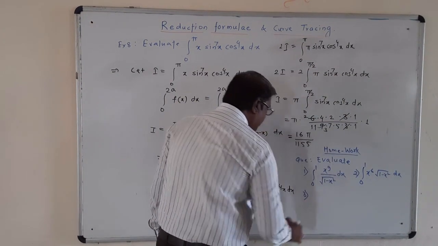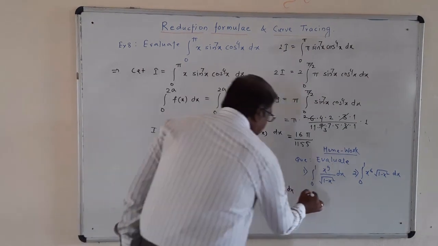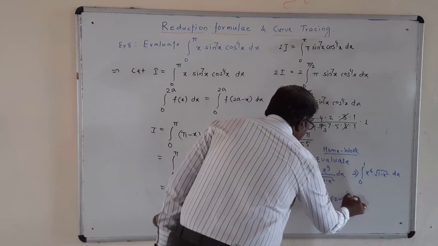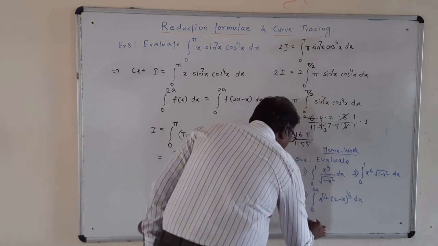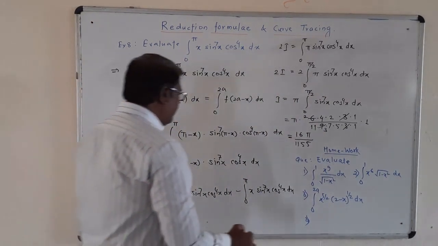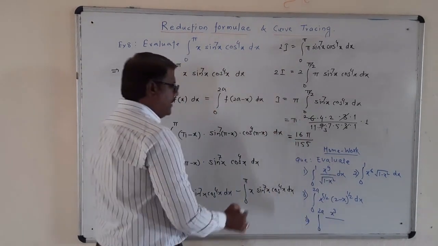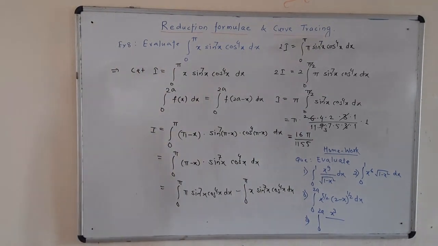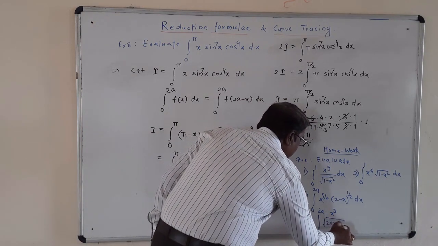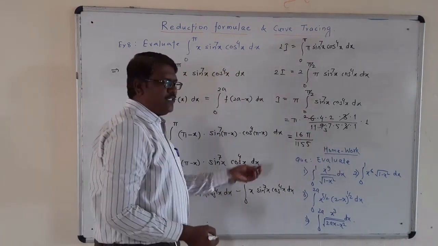The third example is evaluate the integral from 0 to 2a of x^5 by (2a minus x) raised to half dx. And one more example, evaluate the integral from 0 to 2a of x cube upon root of 2ax minus x square, and then dx. So these are a few examples which are given for homework.